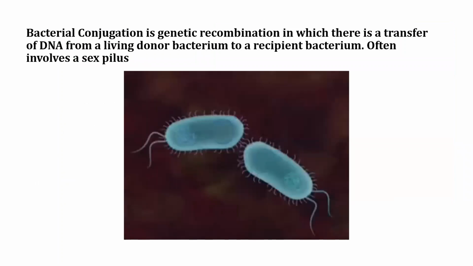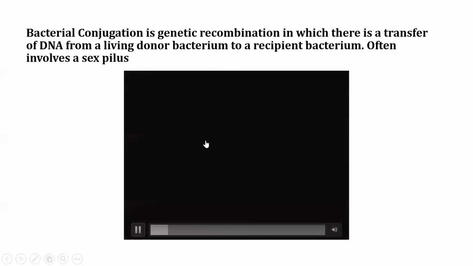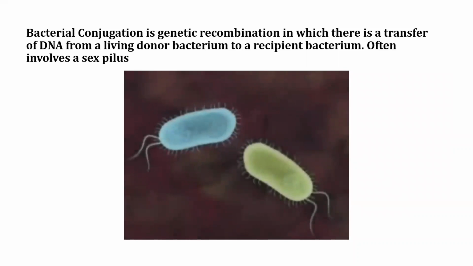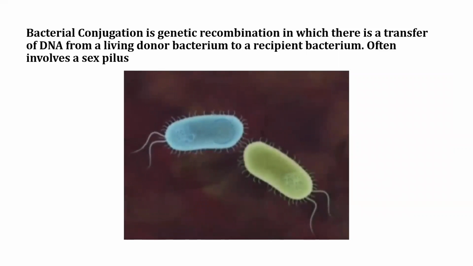Today, we will discuss the bacterial conjugation process. So, bacterial conjugation is a genetic recombination in which there is a transfer of DNA from a living donor bacterium to a recipient bacterium, often involving a sex pilus. We can see the formation of the sex pilus here.